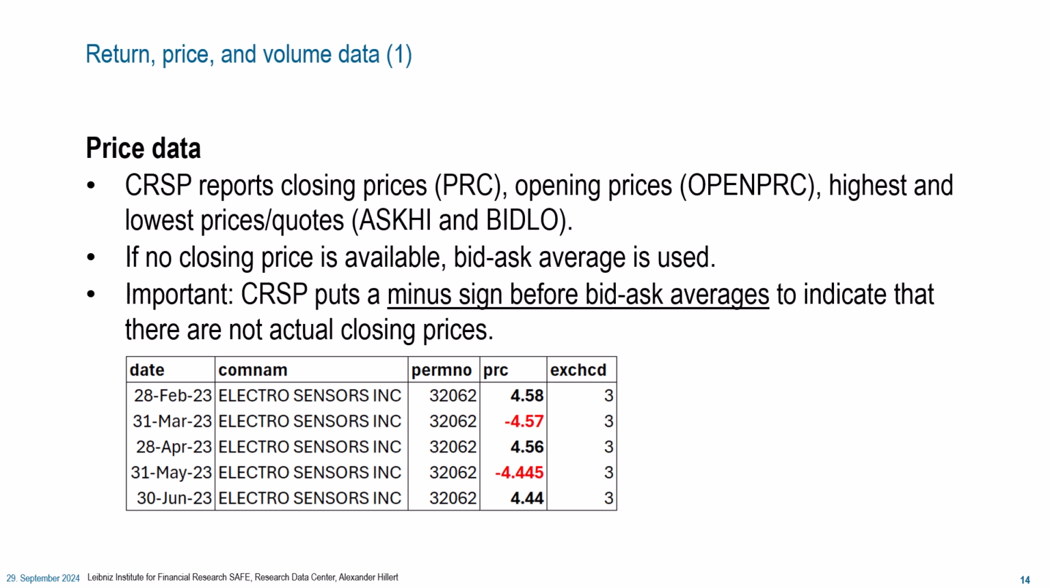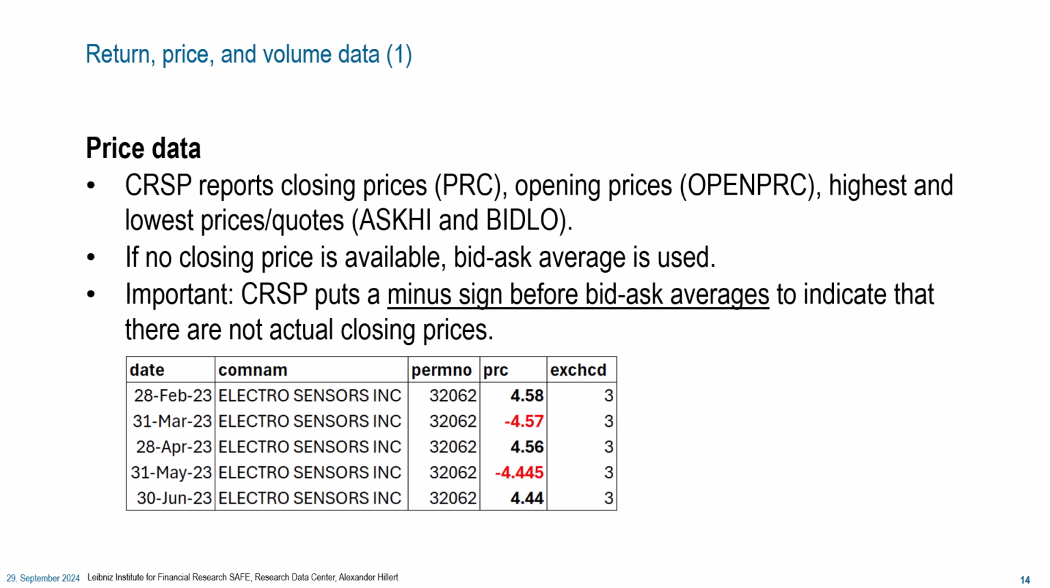CRSP reports, most importantly, the closing prices, so the price at 4 p.m. when the New York Stock Exchange or Nasdaq closes, as well as the opening price and the highest and lowest price during the day, that is, the "high" or "low" price. Why did I write quotes here? It can be that a stock is not traded on a given day. In this case, instead of reporting the high price, CRSP will report the ask price. Similarly, instead of the low price, CRSP would report the bid.